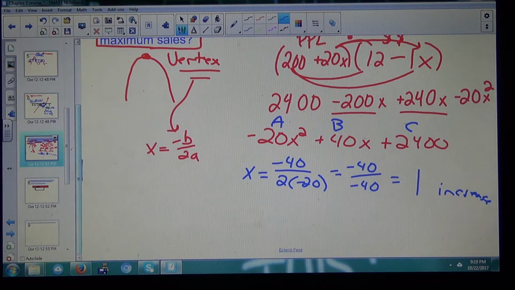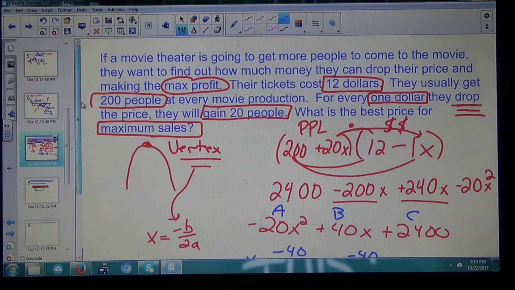Okay, that is what they're doing here, because that's what we're talking about. For every increase, you lose $1 and you would gain 20 people. So what's the question asking? What is the best what? Best price. So are they asking for my profit or the best price for the movie? Okay, it says best price for the movie.